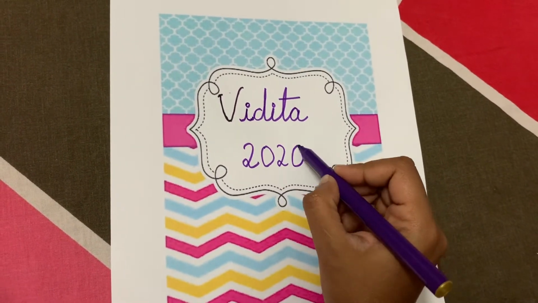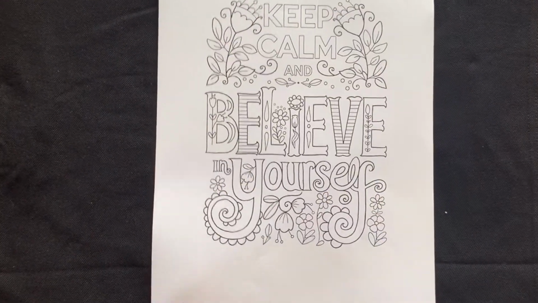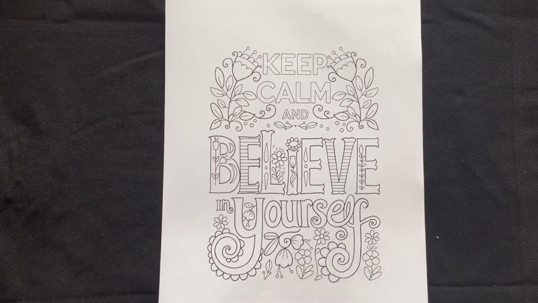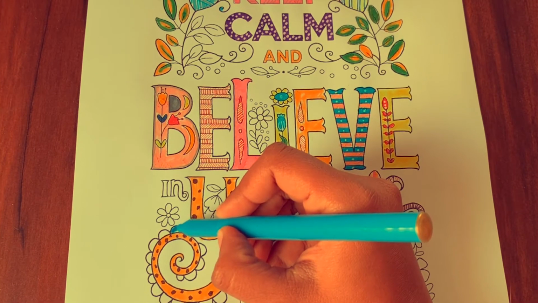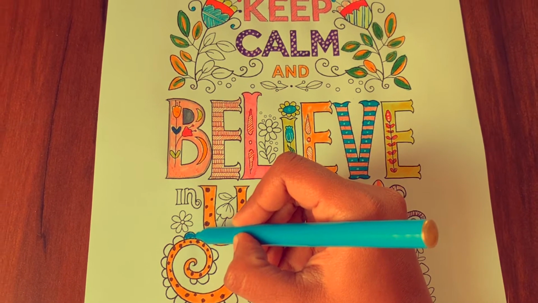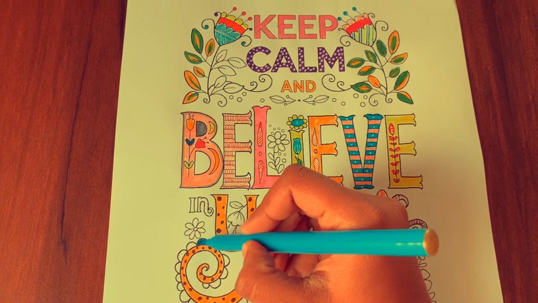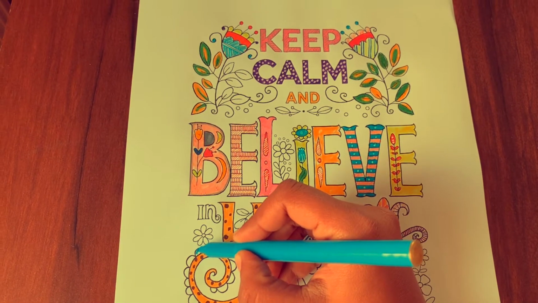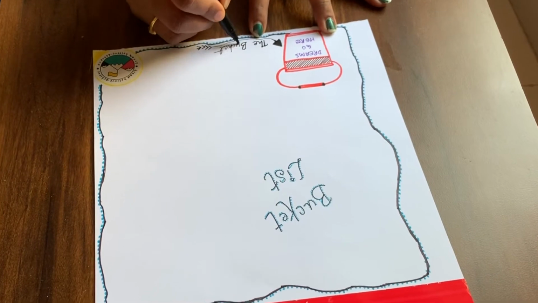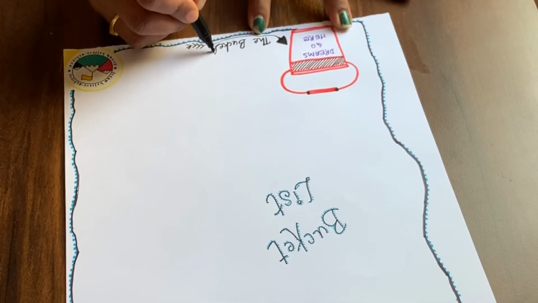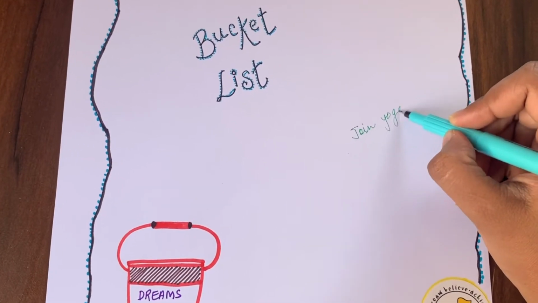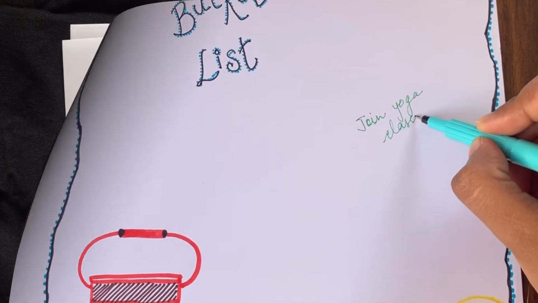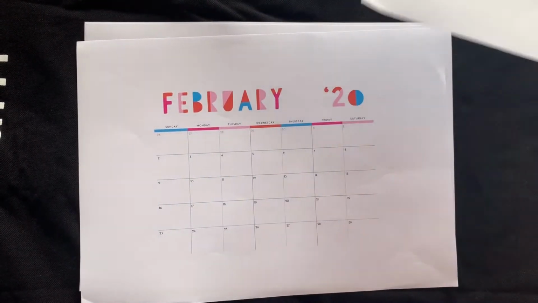So here my cover page is ready. Next page is a printout of a motivational quote. My next page will be my bucket list for this year. So now I'll start with the monthly spreads.